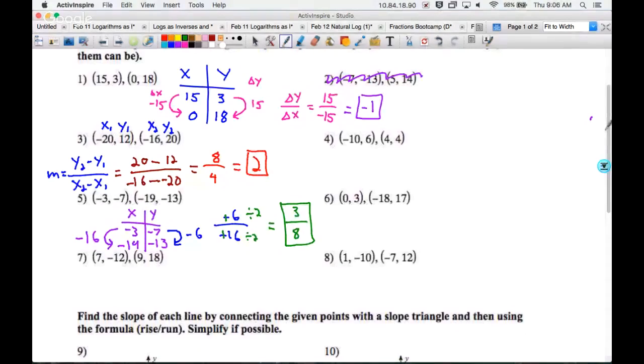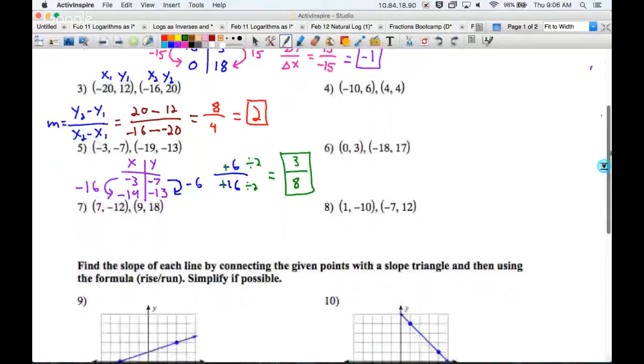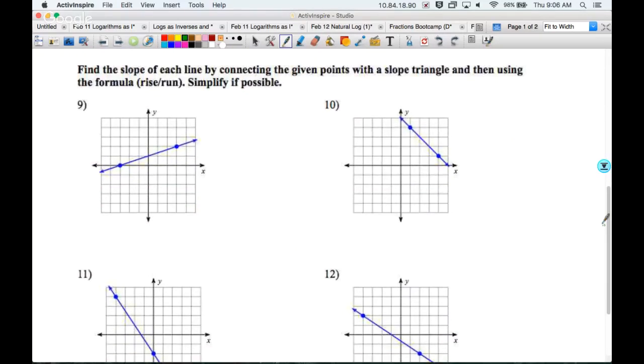All right, hopefully that's enough practice with those for you to finish up those 8. Let's take a look at this next section. Find the slope of each line by connecting the given points with a slope triangle and then using the formula rise over run. Simplify if possible. So I deliberately picked points that were very far apart so that we would get slope triangles that can be simplified a little bit. So let's just do number 9 right here.